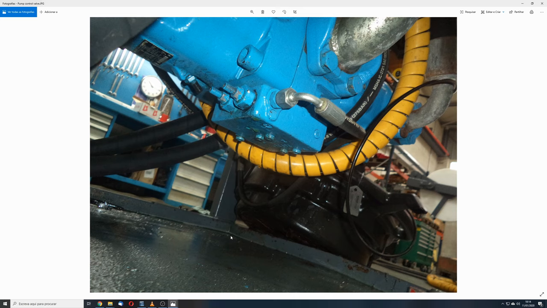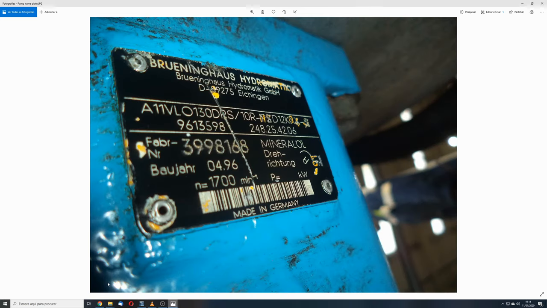Also, it's worth mentioning that this is a very old unit. It's from 96, hence the Brüninghaus Hydraulic nameplate, and I'm sure I'm not pronouncing the name right. And I think it's pretty cool. These are becoming a rare sight these days, so it's pretty cool.